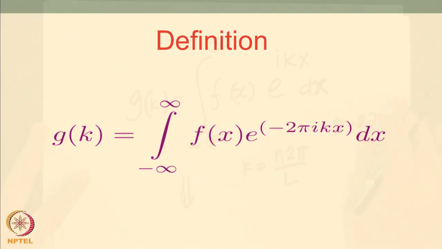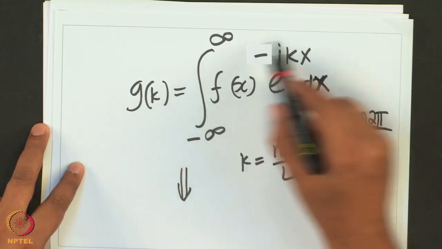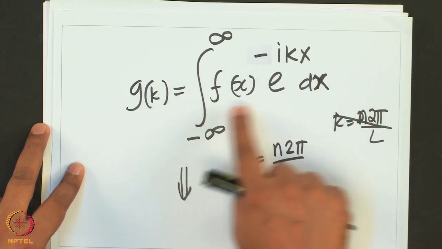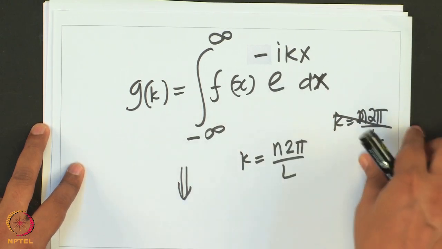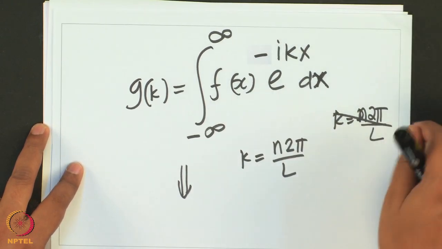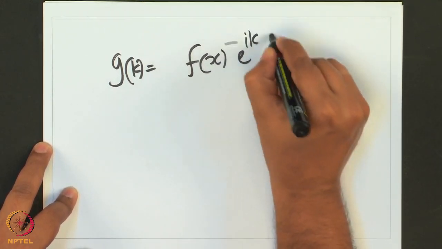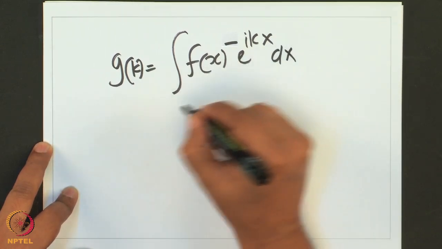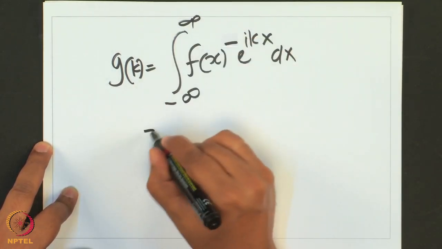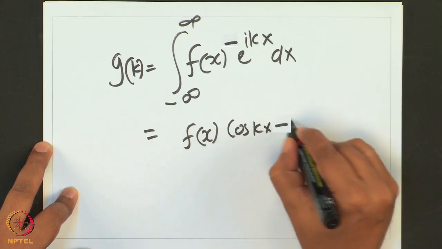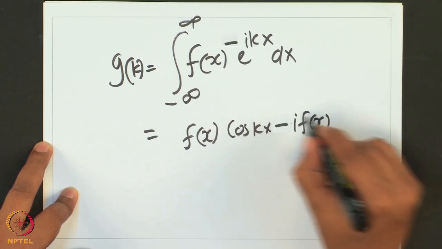So let us write this. This thing is called a Fourier transform. This conversion of f of x to g of k, this integral, this mathematical transformation is called a Fourier transform, and this has a lot of use. We will discuss how this is useful. But immediately one thing you can see is that there is a connection with Fourier series, of course. If I just write g of k is equal to the integral of f of x e power minus i kx dx from minus infinity to infinity, I can write it as f of x cos kx minus i sin kx.